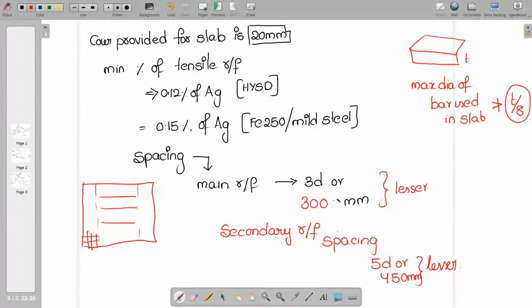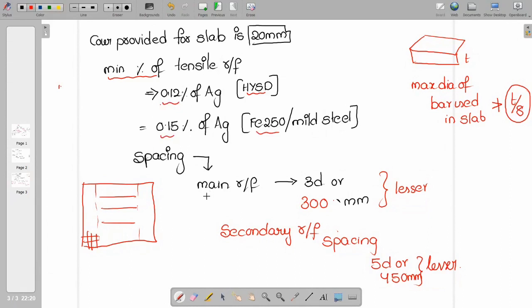Kindly repeat. What is it, sir? Imran, which one do you want me to repeat? Sir, here, see the minimum percentage of tensile reinforcement. Actually, HYSD bar has more strength, that is why it is less. Fe 250 has less strength, that is why it is more.